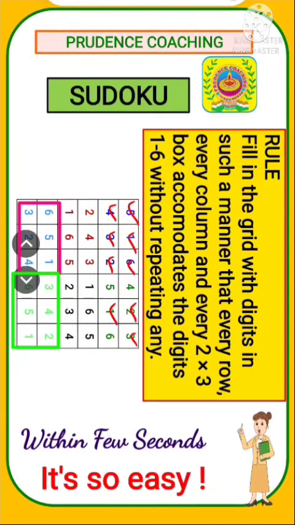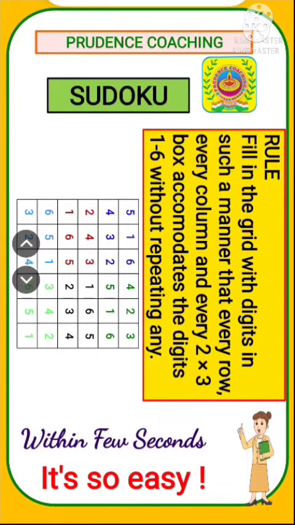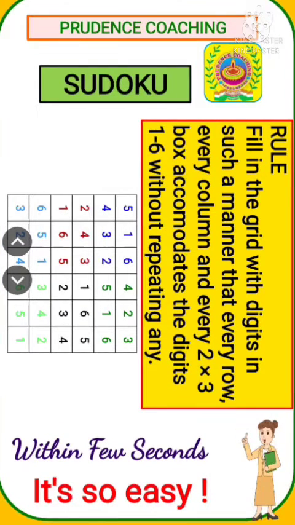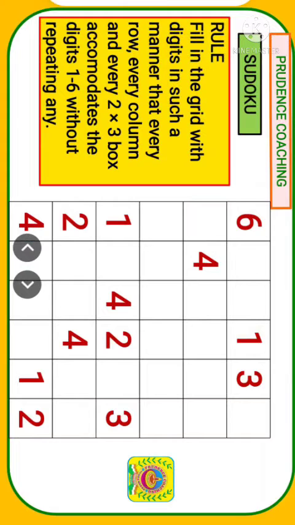So this is the rule behind the game, that is Sudoku. You need to remember this and you need to solve it. This is a given incomplete table which you need to fill up using the rule. This is the game which is known as Sudoku.